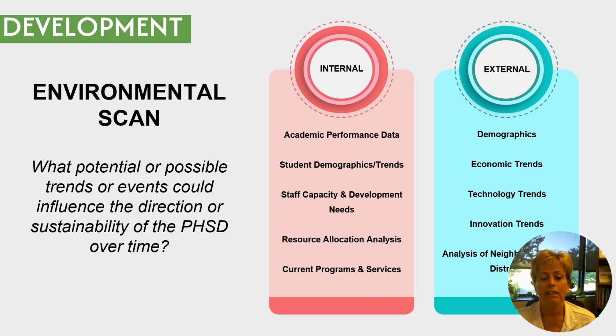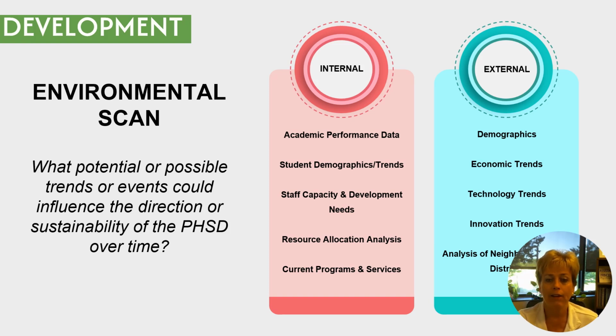For internal, it would be academic performance data. So how have we been doing on that MAP testing, on the NWEA test that we take to predict the achievement levels? What factors of the testing environment could potentially influence the direction or the stability of this plan. Student demographic trends. We all know that this has changed in our district quite a bit lately, and we want to make sure that we're representing all students throughout this planning process so that we can achieve all students to learn and not just some students.